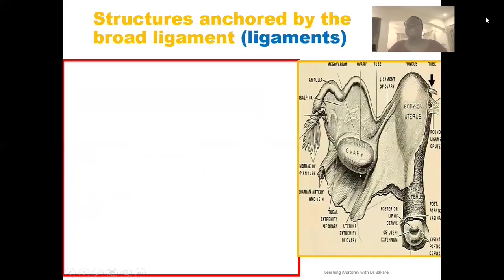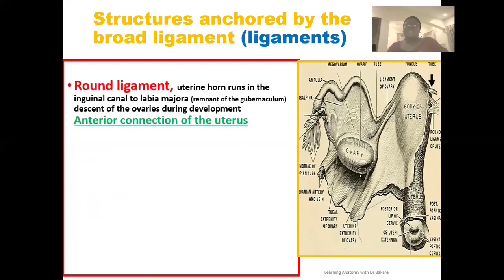So let's go through the next slide where we'll be describing the ligaments. We have a number of ligaments anchored by the broad ligament of the uterus itself. This is a ligament that is also seen to anchor other ligaments. The first ligament here is the round ligament of the uterus, arrowed in red. This is seen here on the other side, because on this other side the broad ligament is not opened, it is not exposed. But on this other side, it is exposed, so we can see the different ligaments that are anchored within it. And this region arrowed here in red is the round ligament of the uterus.